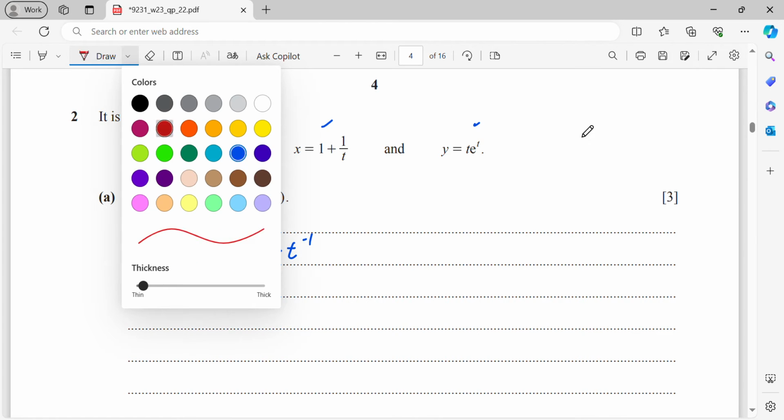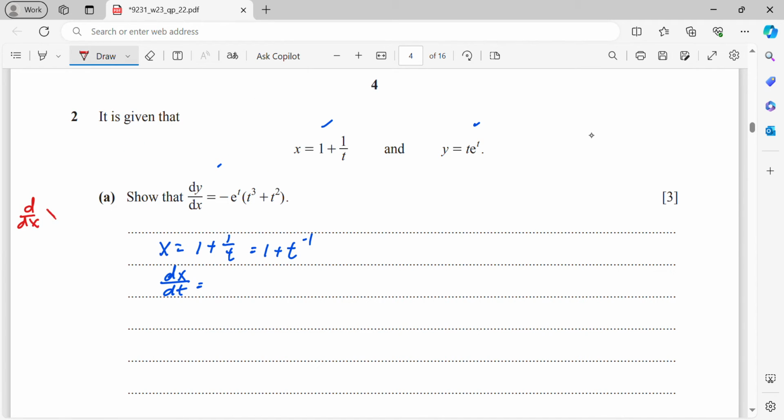So when you differentiate x to the power n, you bring down the n, rewrite x, then the power becomes n minus 1. That means here I will be getting minus t to the power negative 2. And this can be simplified into negative 1 over t squared.